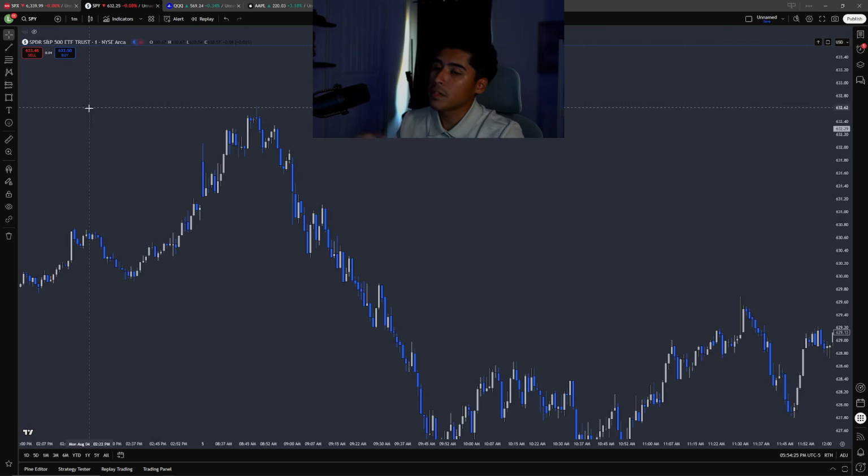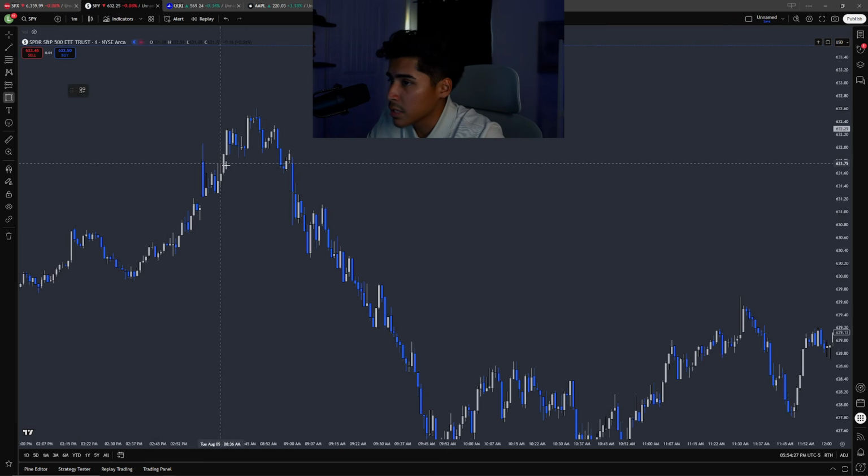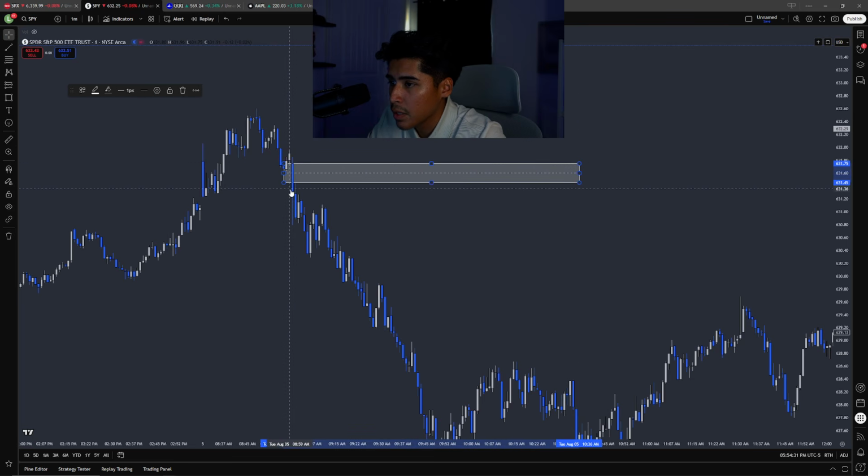Well, you always want to look for the fair value gap that's breaking levels. In this case, this fair value gap was the one that broke the level. This candle here broke through low of day and closed below it on the next one, right? So that fair value gap would be valid.